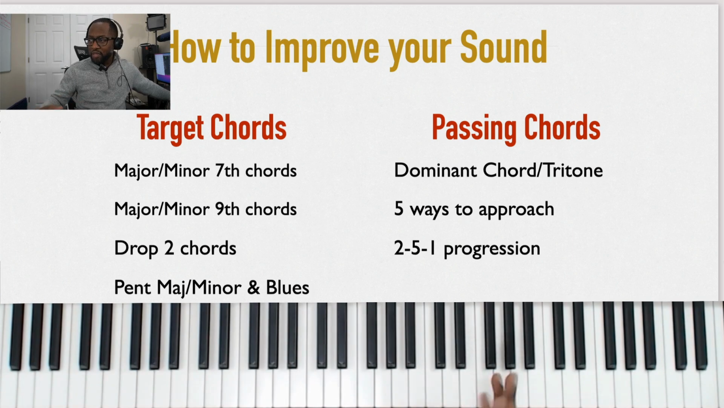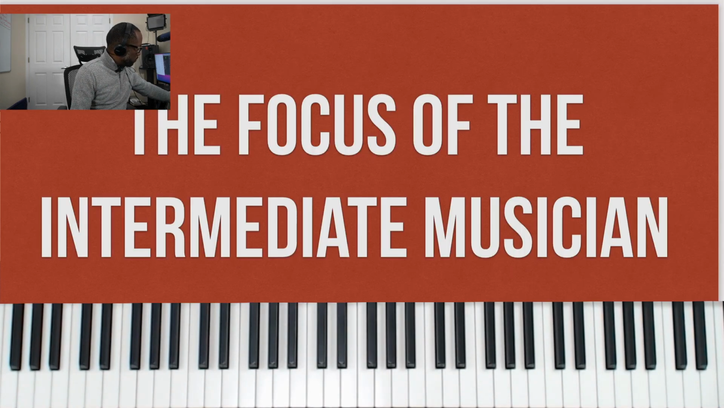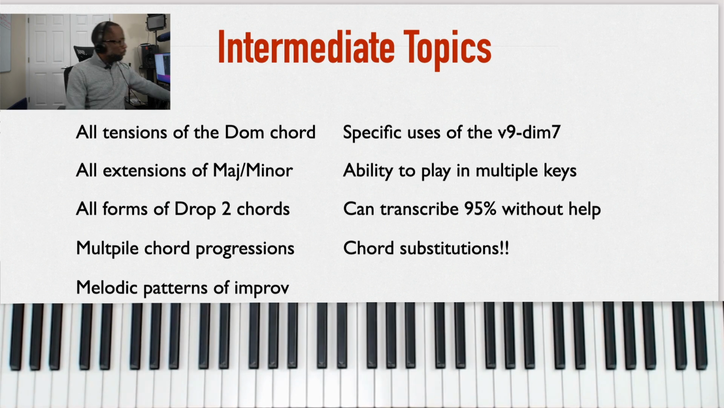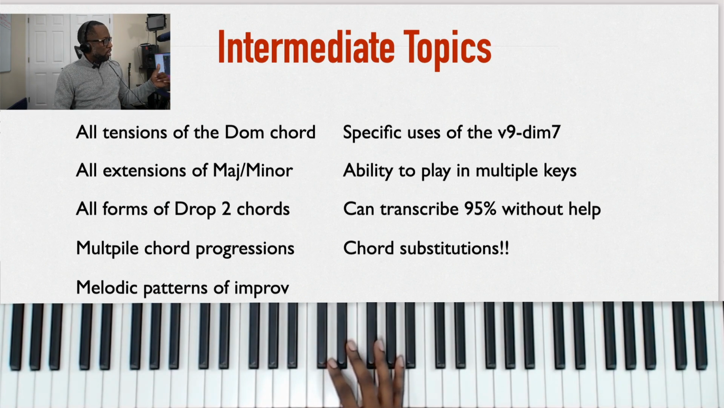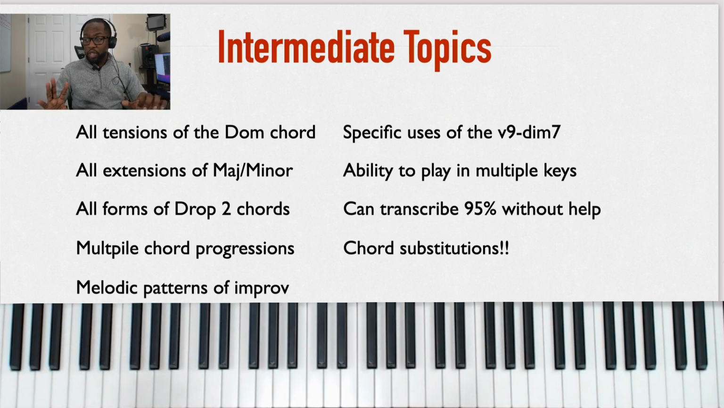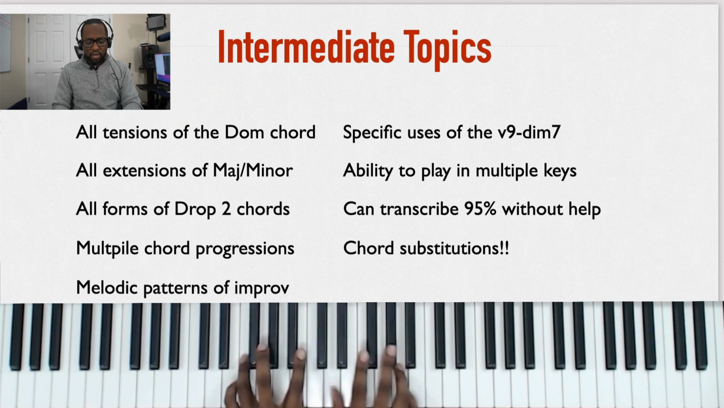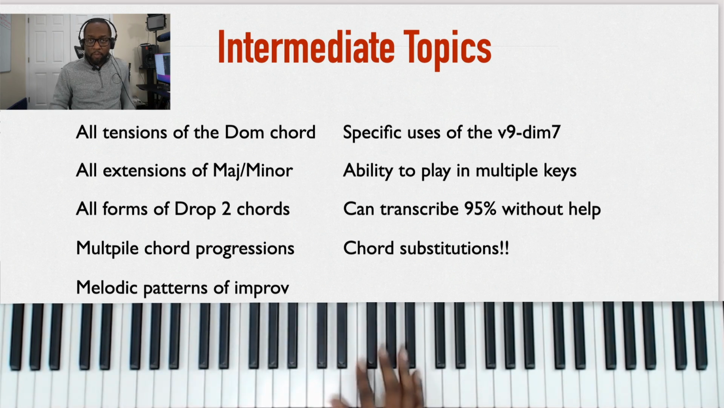Now, if I skip up to that level where I'm doing intermediate, now I'm adding things like Justin was adding in his video. Let me see if I can find this here. So for intermediate topics, we're talking about tensions, all the tensions, extensions, all forms of drop 2 chords. So not just the basic drop 2s, but we're talking about how to use diminished drop 2s. And even when I did that last phrase, I think I did something like that. That would be more intermediate because I'm using half diminished drop 2s and things like that. See, so these are what I call intermediate topics.